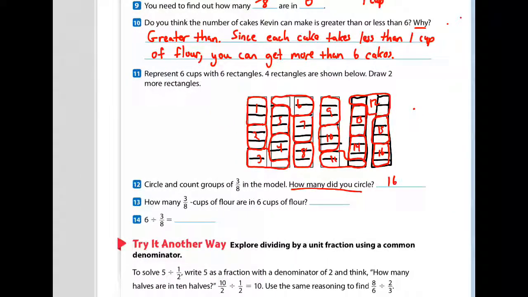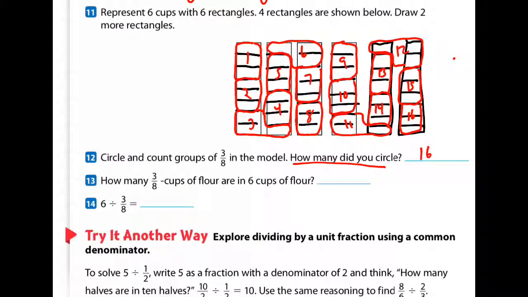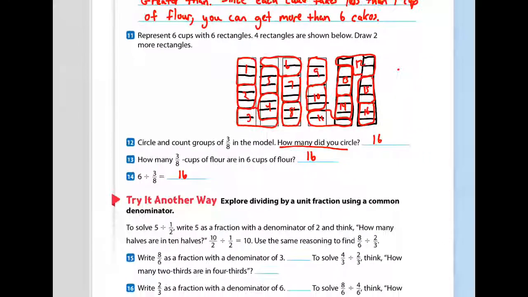Now 13 says, how many 3/8 cups of flour are in 6 cups of flour? Well, it's going to be 16. That's what we just answered. And 14, that means 6 divided by 3/8, or 6 cups split into groups of 3/8, is 16. Okay? So now, get caught up. You can pause the video if you need to.